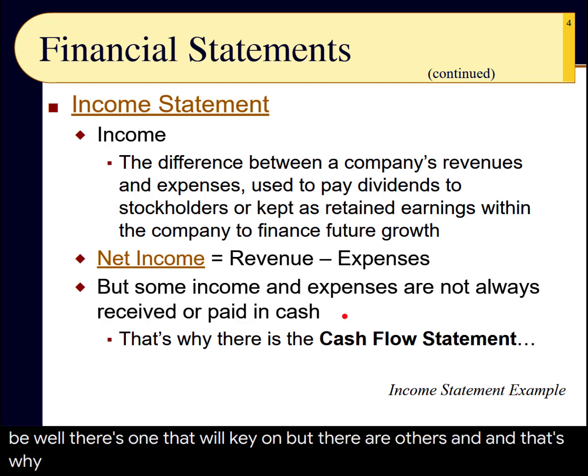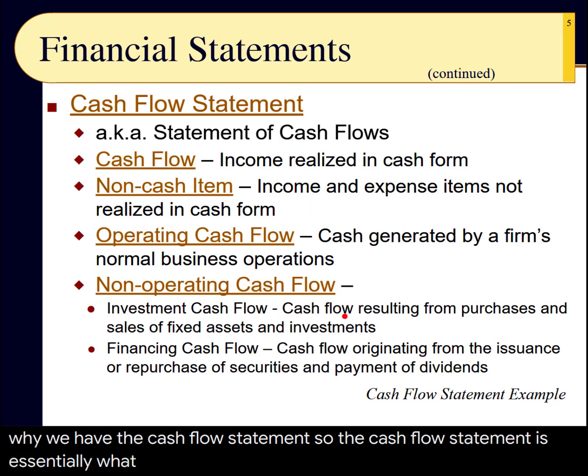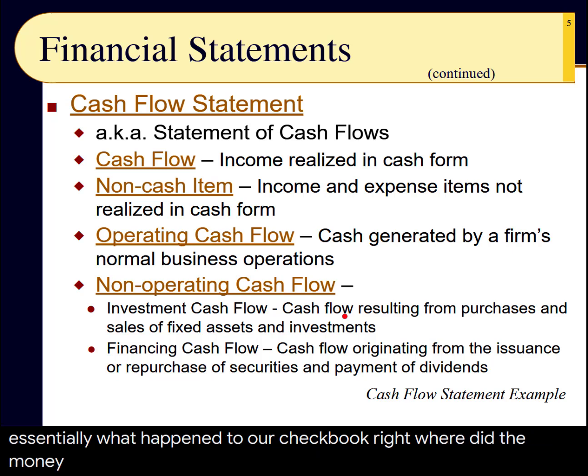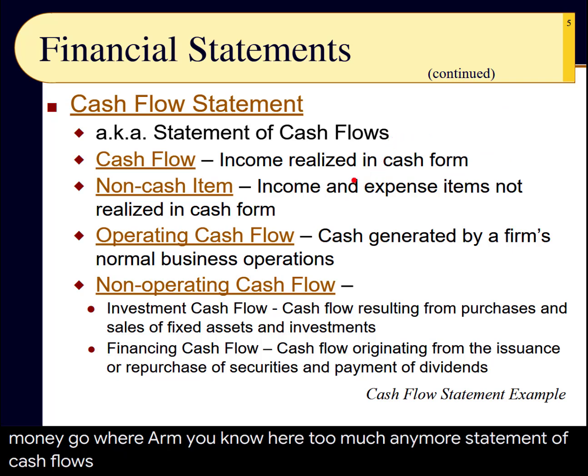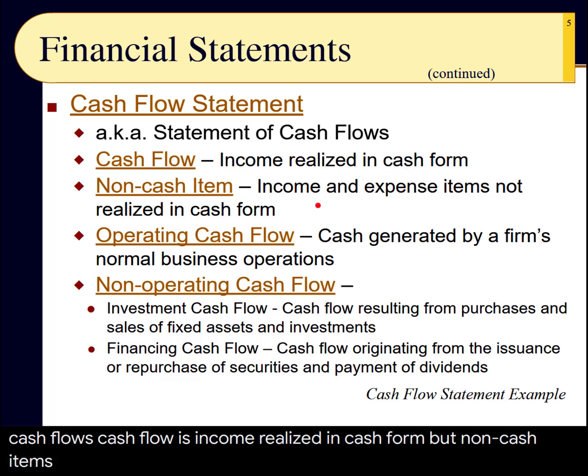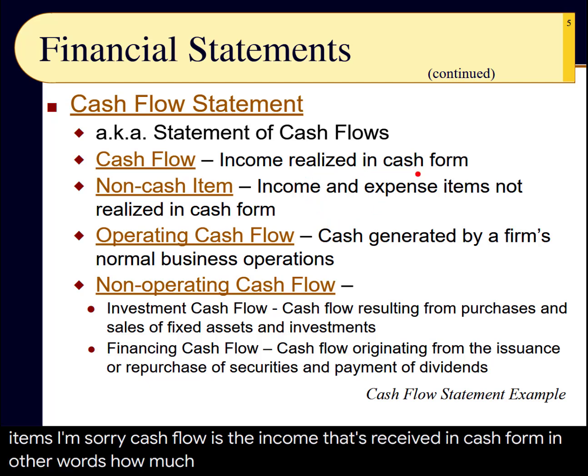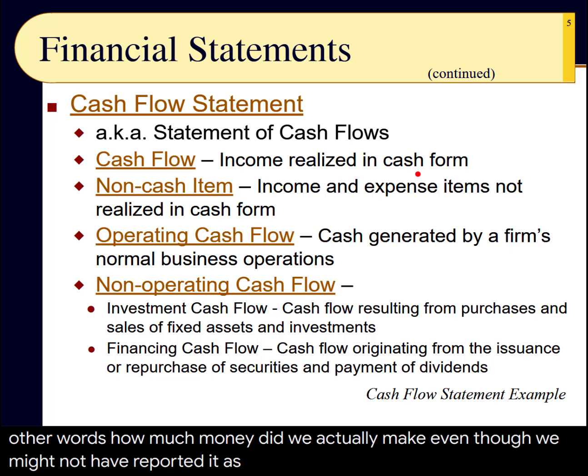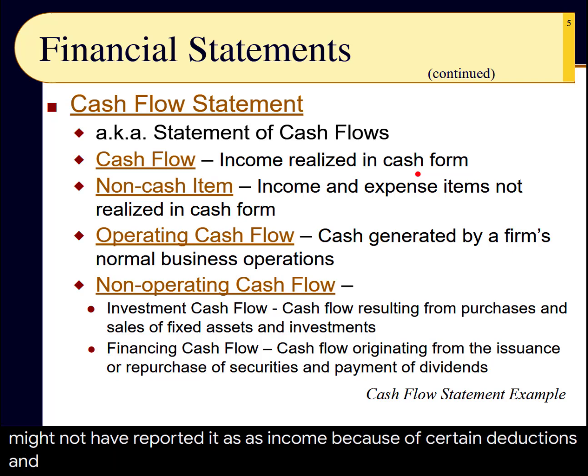And that's why we have the cash flow statement. So the cash flow statement is essentially what happened to our checkbook, right? Where did the money go? Where did it come from? It's an older term you don't hear too much anymore, a statement of cash flows. Cash flow is the income that's received in cash form. In other words, how much money did we actually make? Even though we might not have reported it as income because of certain deductions and the like, we still received that cash.